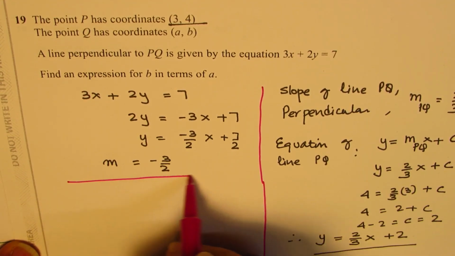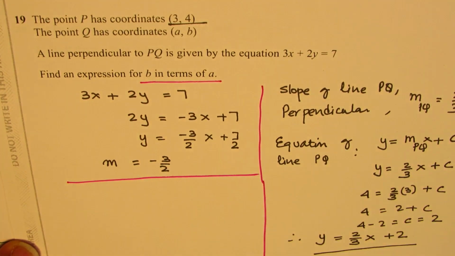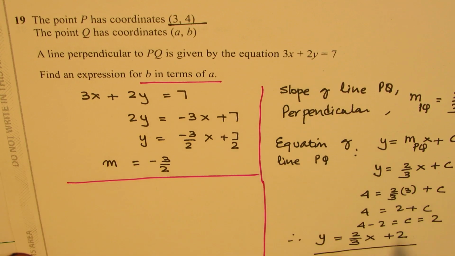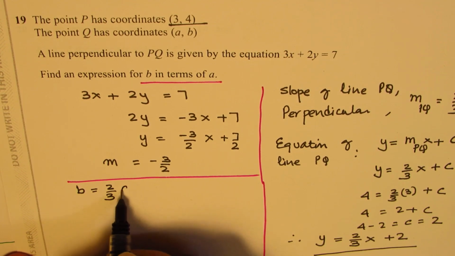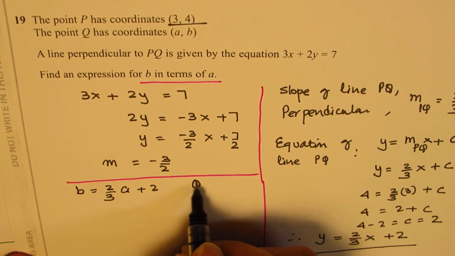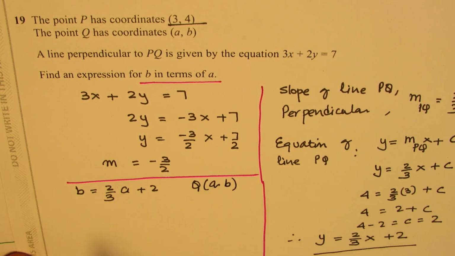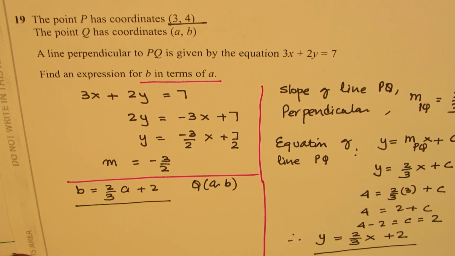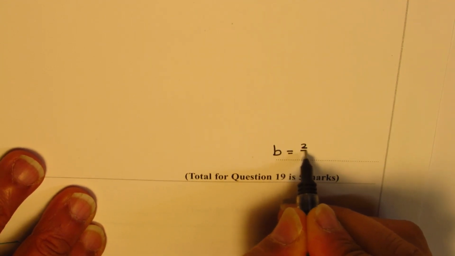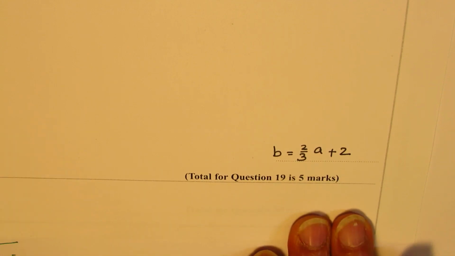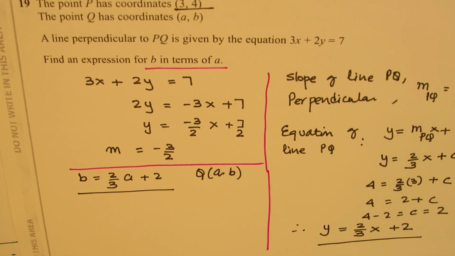Now, let us find the relation of B in terms of A. Since the point A, B is on this line, we can write this as B equals 2 over 3 A plus 2. Since the point Q is on this line, correct? So that becomes the relation of B in terms of A, right? So that becomes our answer. B equals 2 over 3 A plus 2. Right, so we'll write this relation here. So we have B equals 2 over 3 A plus 2. Now let's move on and take up the last question.